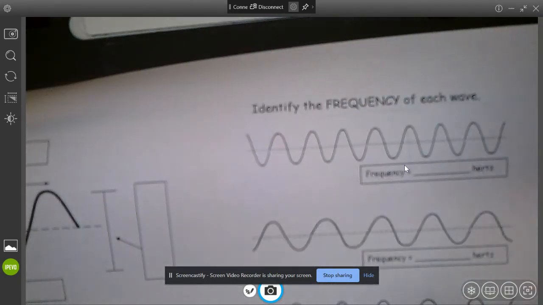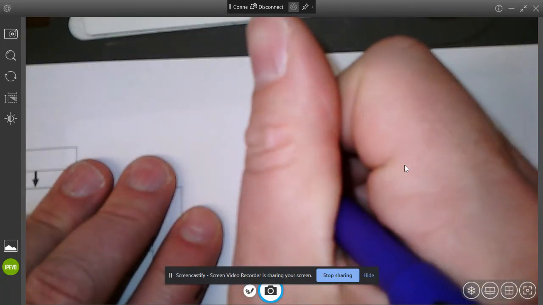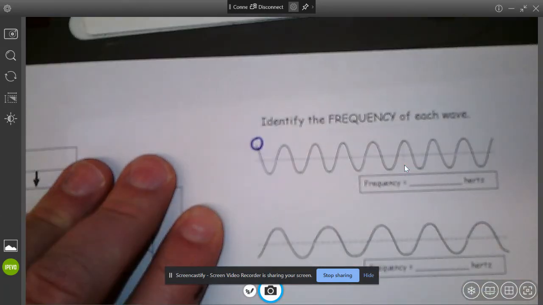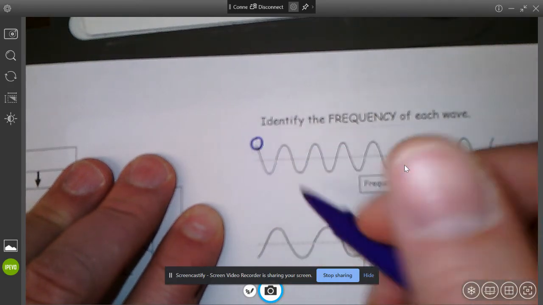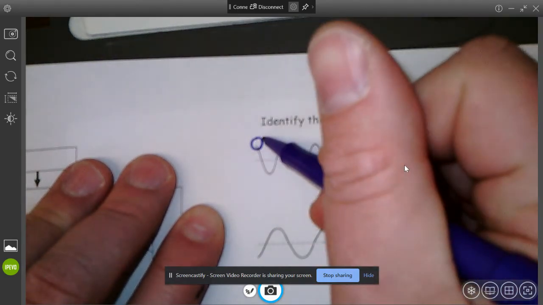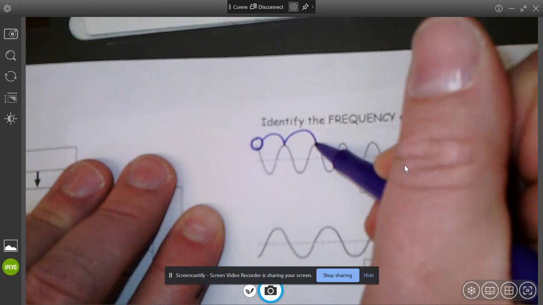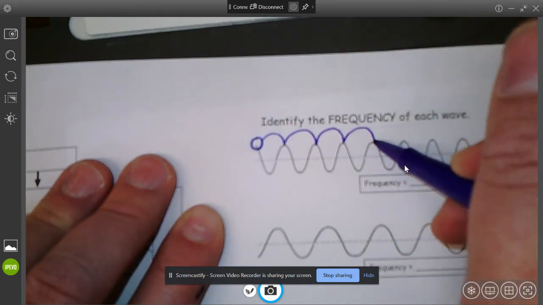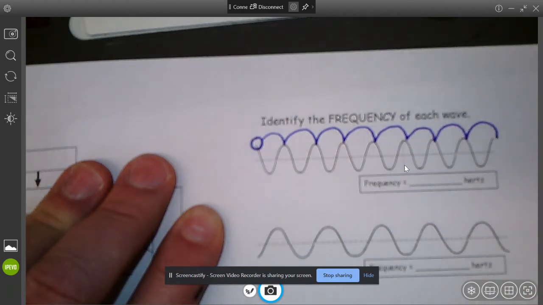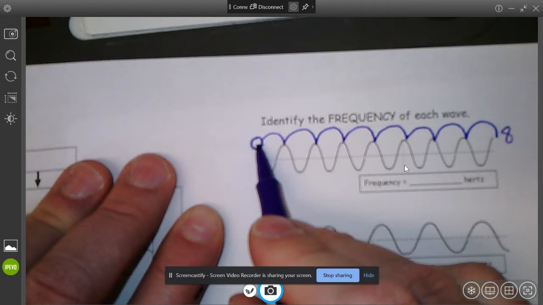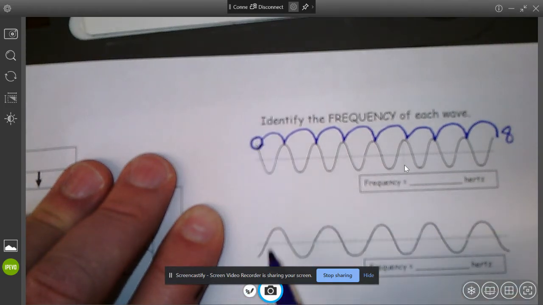Look what I do. I circle whether it starts with a crest or a trough. That stands for 0. I do not count that for 1. That's why I circle it. Then I count the number of jumps. 1, 2, 3, 4, 5, 6, 7, 8. I'm counting the number of times I jump. I do not count this as 1. I count this as 0. Okay? And you need to make that circle.